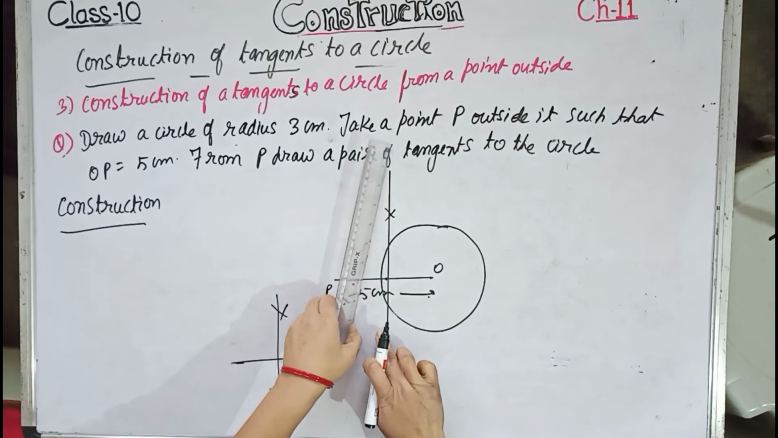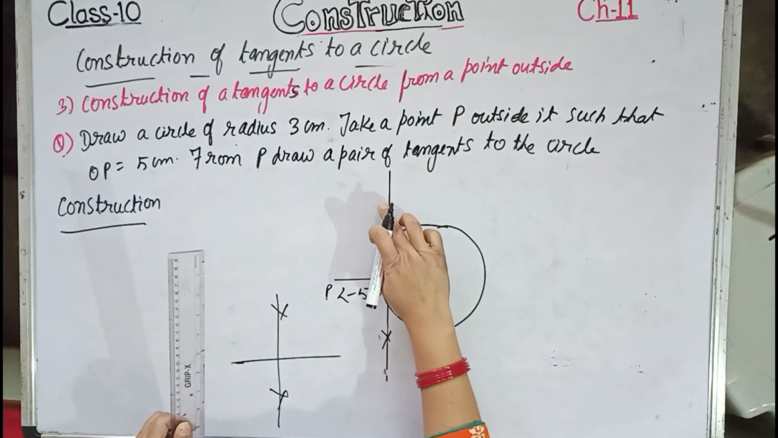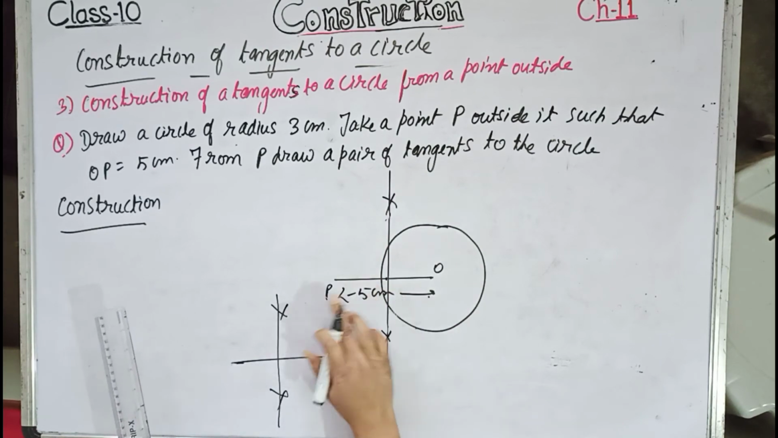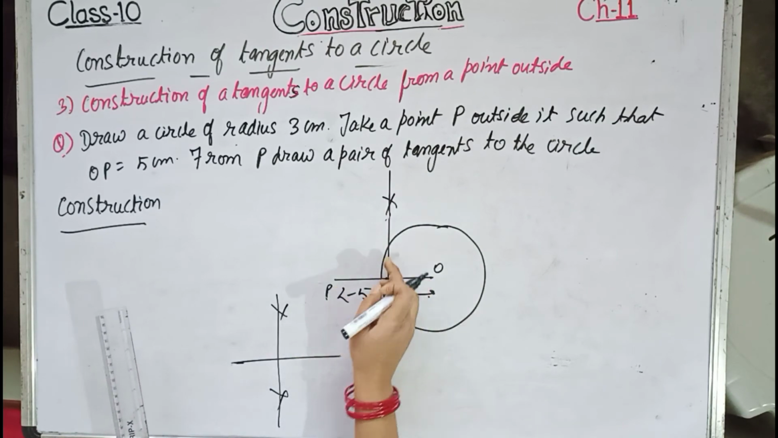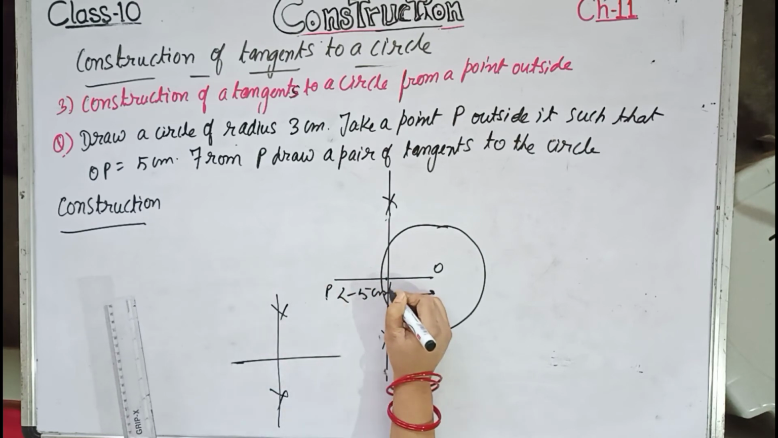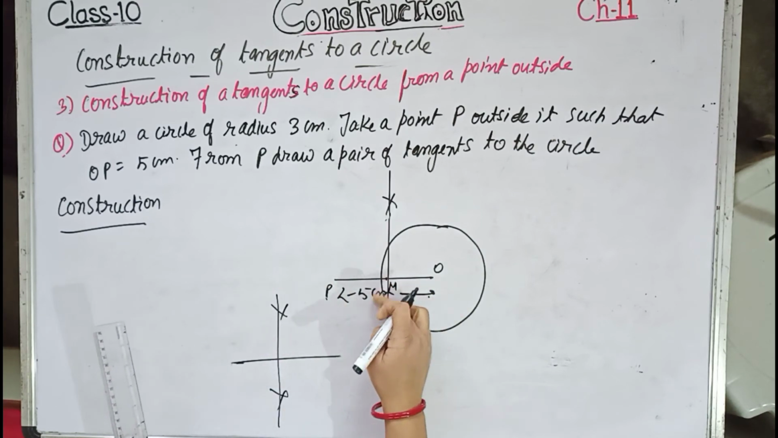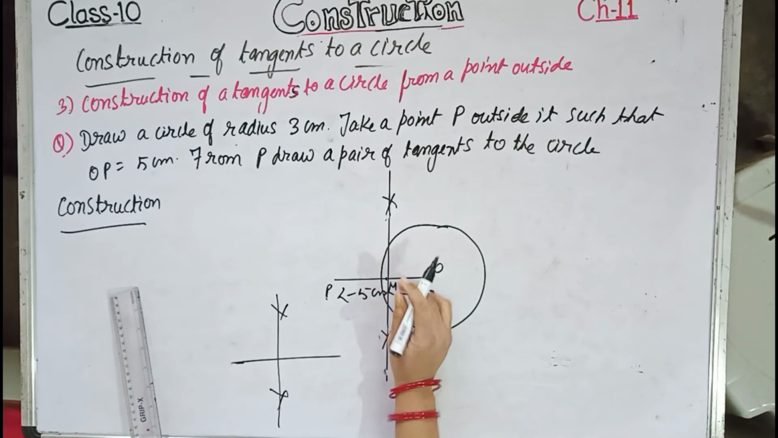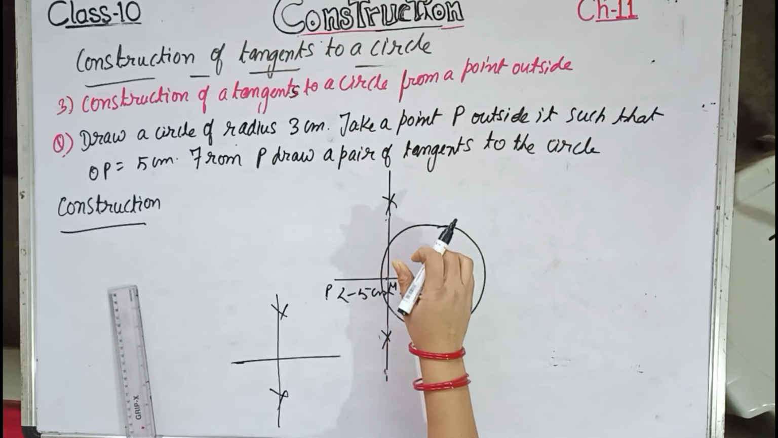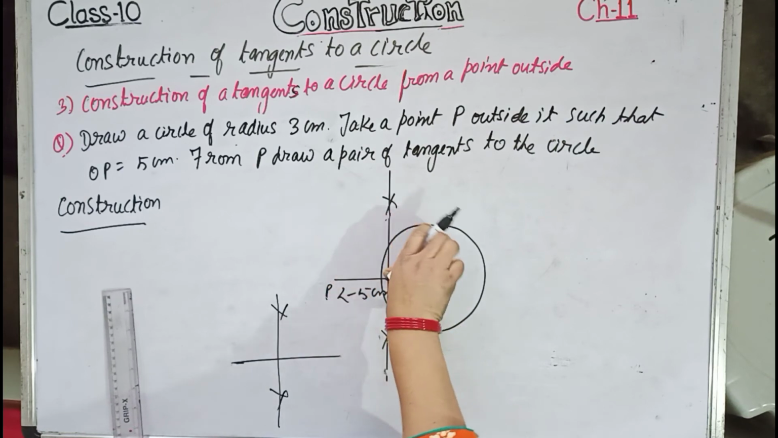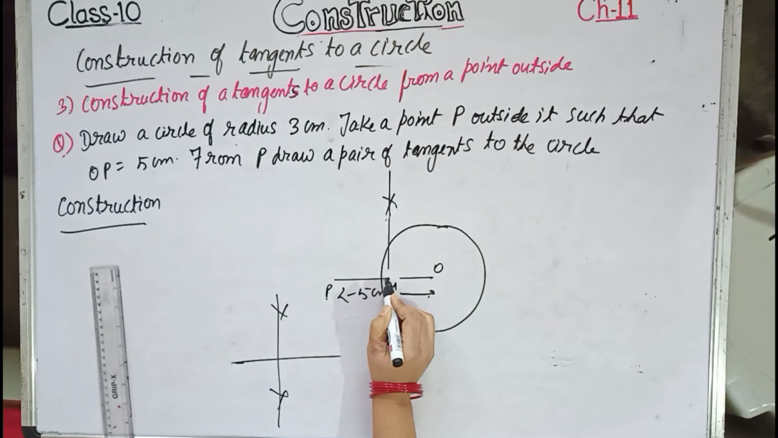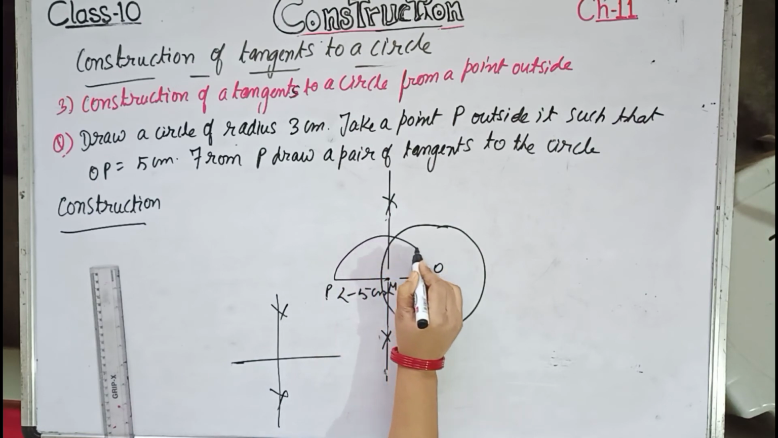This I am drawing all with my hand because I don't have a bigger compass with me right now. So suppose this is 5 cm, and this is 2.5 and this is 2.5. The point at which it is bisected you can name M. Now taking M as the center, you draw a circle, which, since M is the midpoint of OP, will pass through O.